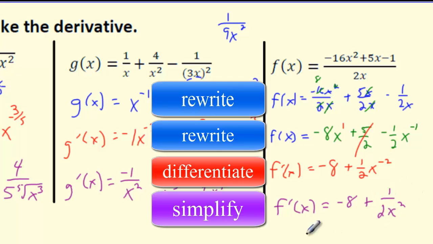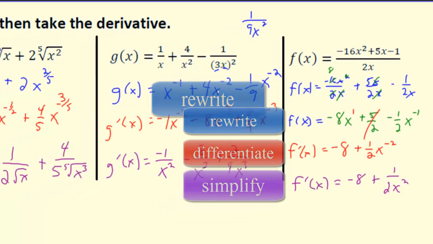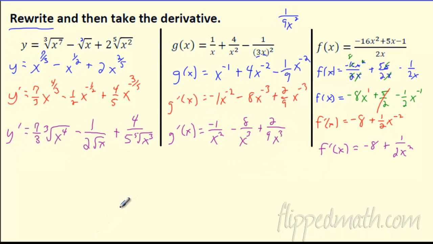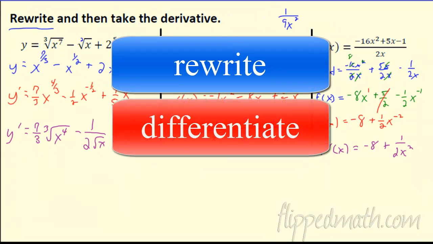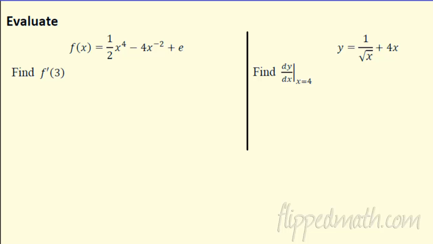So a lot of variety right there. If that all made sense, I went really fast. You've got to watch that again. Pause it. Think about it. That's it, though. We're going to rewrite, take the derivative, simplify. Oh, and we're going to evaluate.